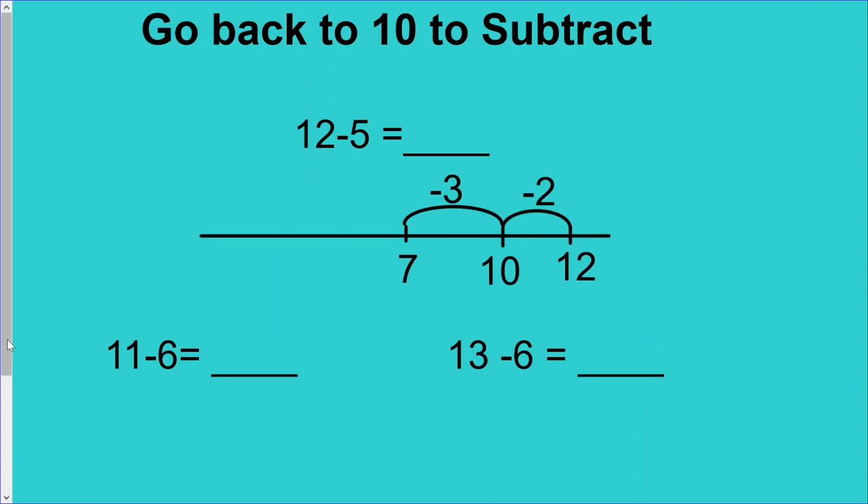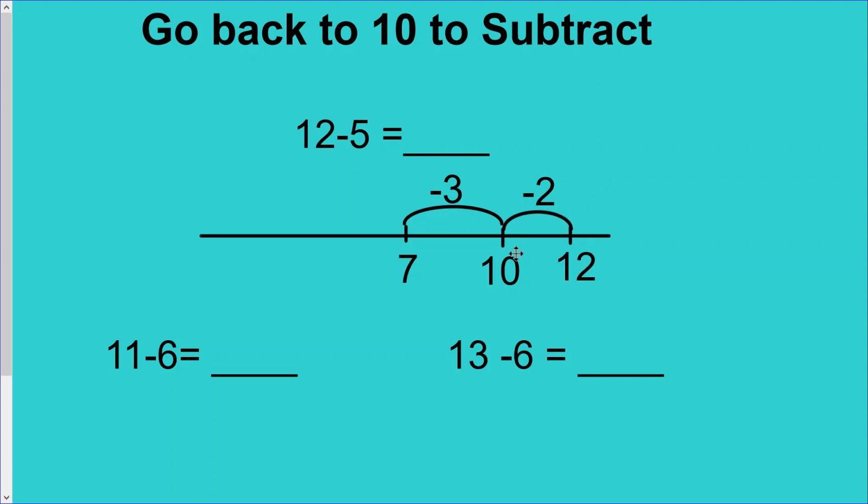Okay, your next strategy is to think about subtracting by going back to 10. We learned our tens facts, our ways to make tens early in the year, and so those are in our heads, those are memorized, and so we can think about going back to the 10 to subtract. So the way this looks, they want you to picture the number line, and so we have 12 minus 5. Well, I'm going to go back to the 10. So I'm going to think, okay, well, I know 12 minus 2, that's really easy.